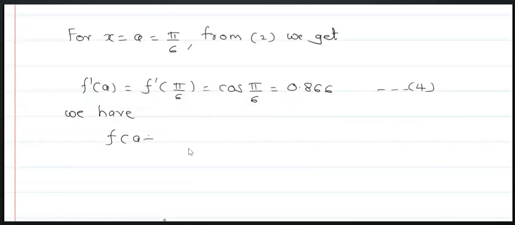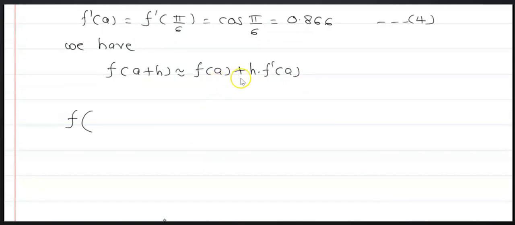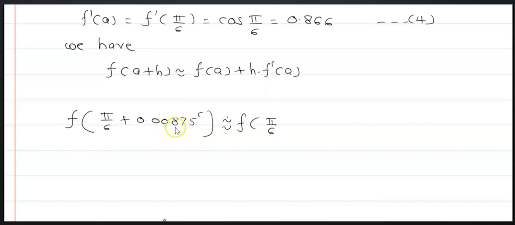Now we will substitute these values in this formula. This is the important formula: f of a plus h is approximately equal to f of a plus h into f dash of a. Therefore, f of pi by 6 plus 0.00875 radian is approximately equal to f of pi by 6 plus 0.00875 into f dash of pi by 6.